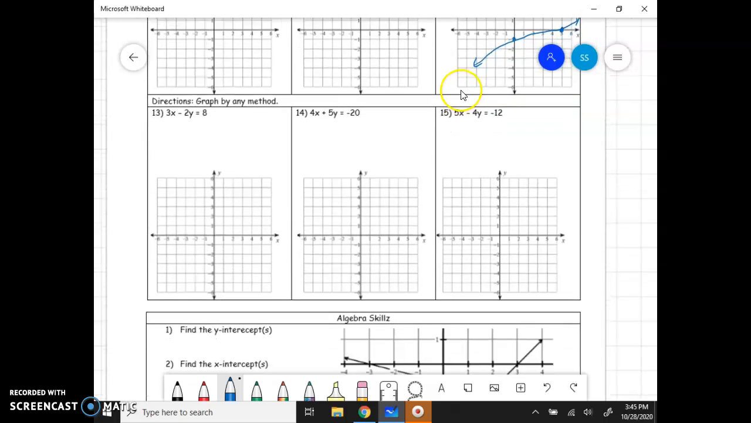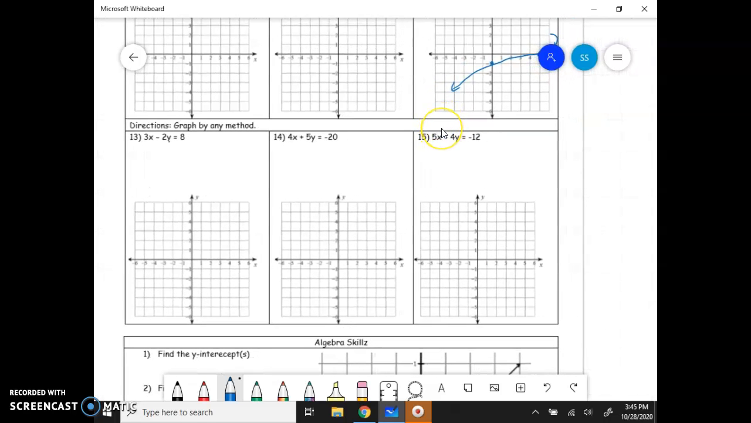All right, the last section is graph by any method. So on the test, I don't think I have a specific way. It just might be easier to graph with the x and y intercepts. Might be easier for some to put into slope-intercept form and solve the old-fashioned way. Number 13, seeing how 3 is not divisible by 2, I might as well just go ahead and put this into slope-intercept form.